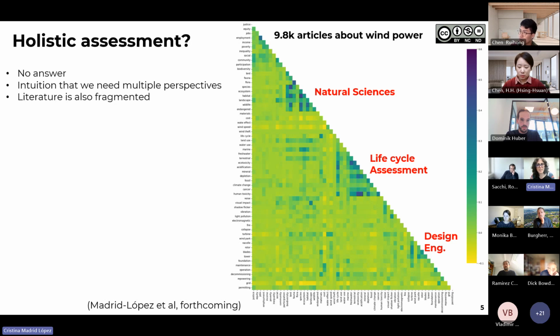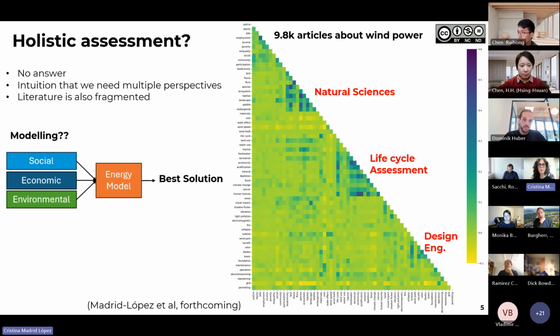What you see here is the correlation between different concepts and how they appear in different papers. And you see the bluest is the more correlated, but it tends to be very much siloed within either natural sciences, engineering in the part of life cycle, on environmental engineering, or then design, no? Industrial engineering.